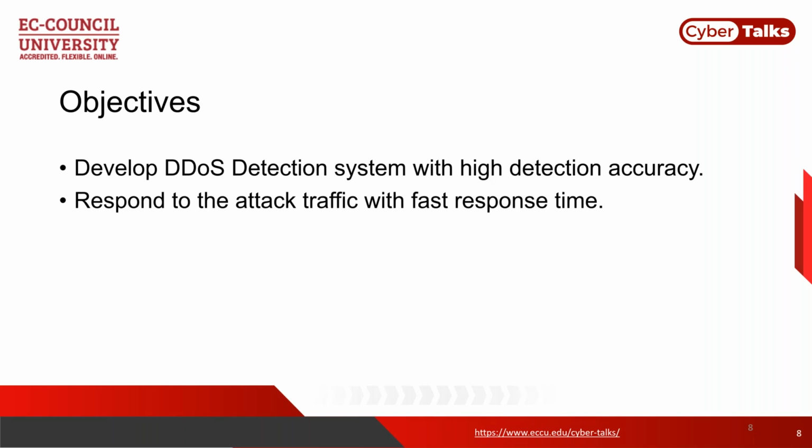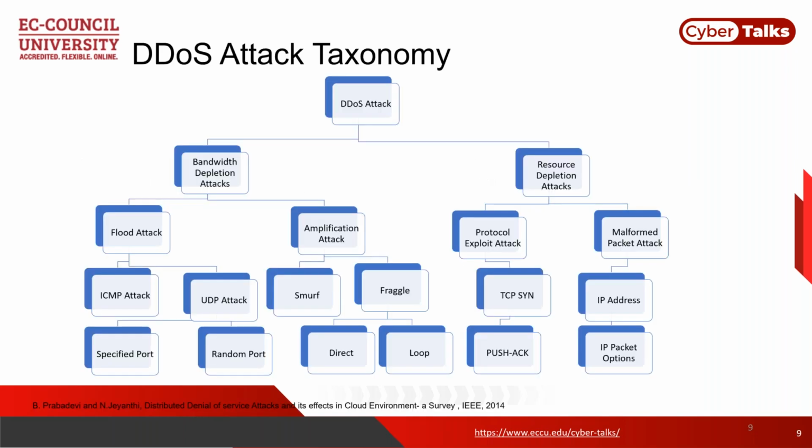The quicker you detect, the quicker the response will be, right? Even what you do once you know that a DDoS is coming in, it's not volume based. We'll talk about that in more detail. So I have given you the DDoS attack taxonomy here. There are 2 major categories. One is the bandwidth depletion attack, and the other one is the resource depletion attack.